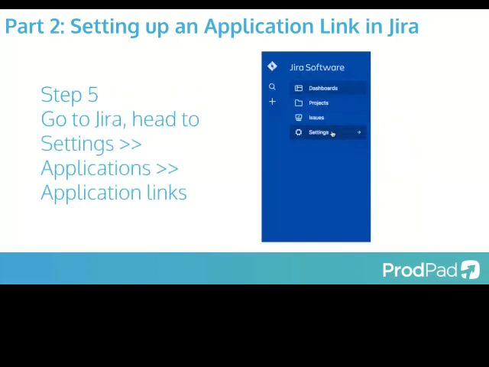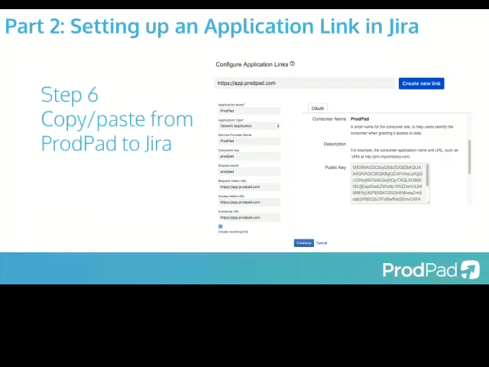Next one is that you want to head over to Jira itself, and you want to be a Jira administrator for this. Head to Settings, Applications, Application Links, which takes you to this section here where you basically create this new application link. This is basically just 5 minutes of copy-paste work. Again, the guide walks you through exactly what to copy and paste, and in ProdPad it shows you your public key, which you would then paste into your Jira instance. You then go back to ProdPad and authorize.